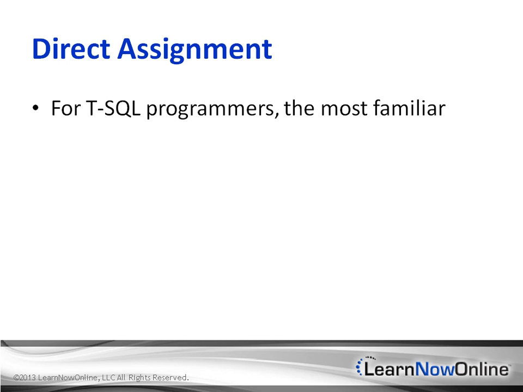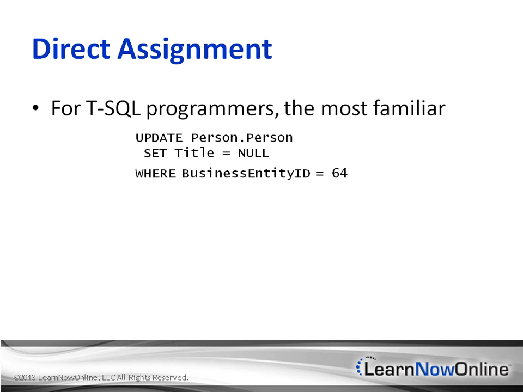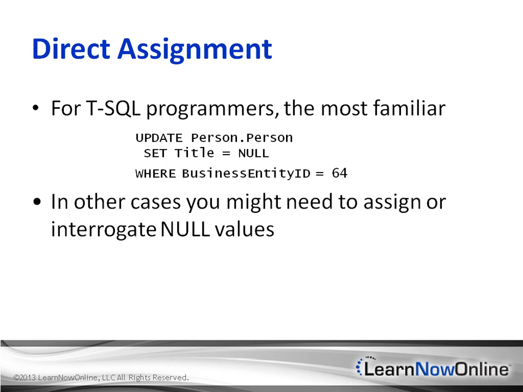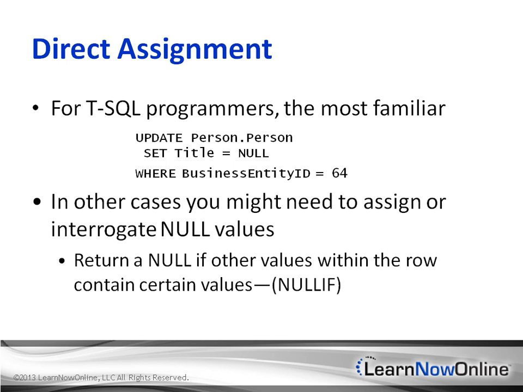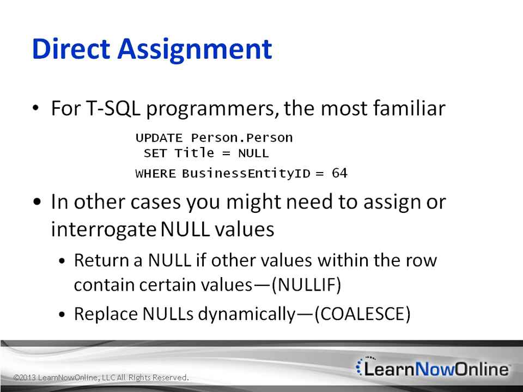So what do we mean by direct assignment? For T-SQL programmers, it's the most familiar. Here we're doing a simple update statement. We're explicitly setting the value of a title to null, changing it from something possibly known to unknown. But in other cases, you might need to assign or interrogate to see if the values are null. Perhaps we have to return a null if other values within the row contain certain values. Or maybe we have to dynamically replace nulls.